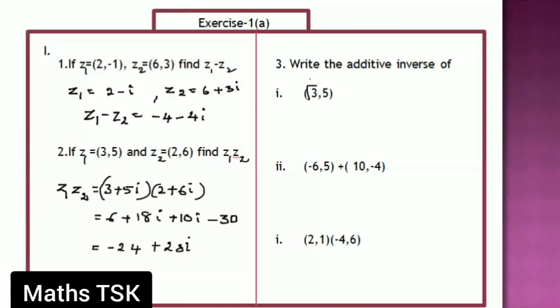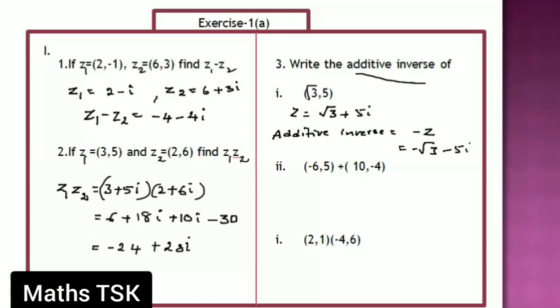Look here, third problem. Find the additive inverse. The additive inverse of z is minus z. If you consider this as z, z is equal to root 3 plus 5i. So the additive inverse is equal to minus z. What is minus z? Minus root 3 minus 5i. That is the additive inverse.